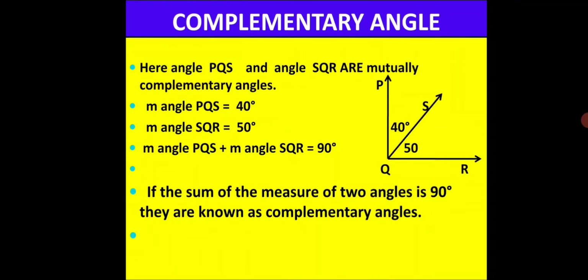So here angle PQS and angle SQR are mutually complementary angles. The measure of angle PQS is 40 degrees and the measure of angle SQR is 50 degrees. After adding both angles, we get 90 degrees. This means if the sum of the measures of two angles is 90 degrees, then they are known as complementary angles. I hope you understand the concept of complementary angles.